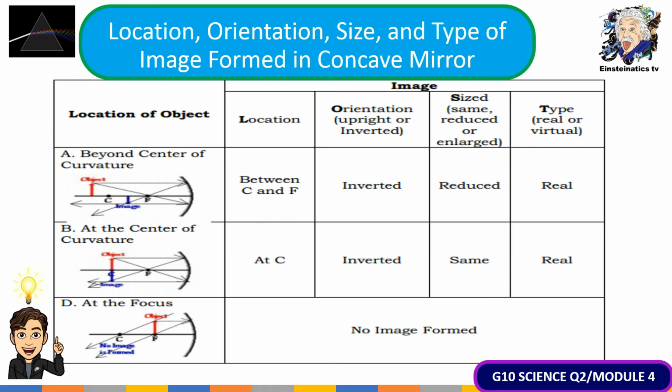Now, kung halimbawa, yung image naman is at the center of the curvature. So, meaning yung location niya is at C. Yung kanyang magiging orientation nito is inverted, meaning baliktad, as being shown in the picture. And as you can see, yung size niya is hindi magbabago, it is the same, and of course, the type is real. Now, kung halimbawa, yung image naman is inilagay dito sa focus, walang mapo-form na image kasi as you can see, hindi nag-intersect yung dalawang line.